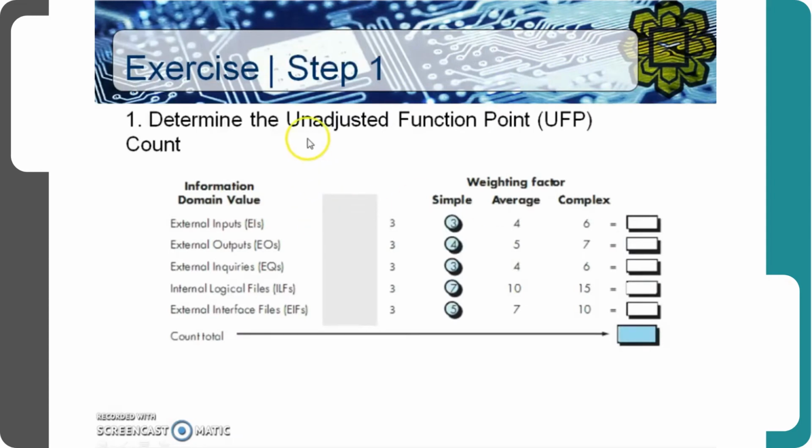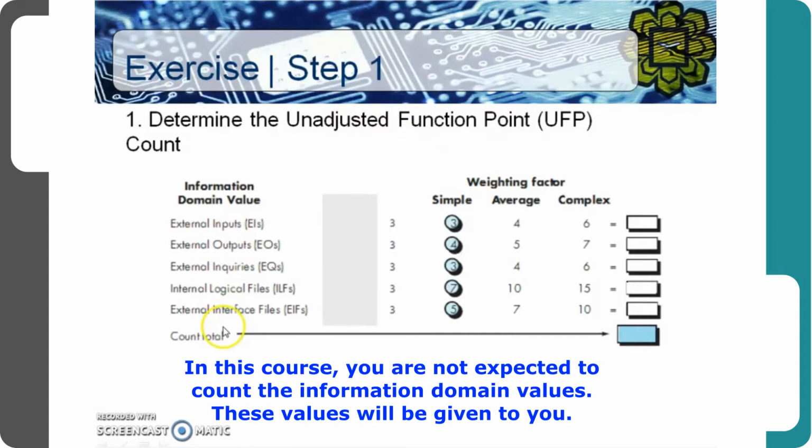The first one, we determine the unadjusted function point. From the 5 perspectives of external inputs, outputs, inquiries, internal logical files, and external interface files, we first have to calculate and count how many inputs we have, how many outputs. Let's say in this example, we have 3 inputs, 3 outputs, 2 inquiries, 1 logical file, and 4 external interface files. Okay, so this is the first step.